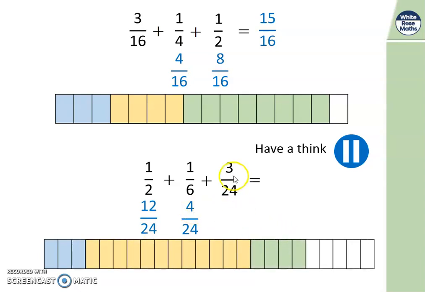which I've added on there because the 3/24 are already here. Now I can see what I have, and that's 19. 12 add 4 is 16, add 3 is 19. Well done if you spotted that.